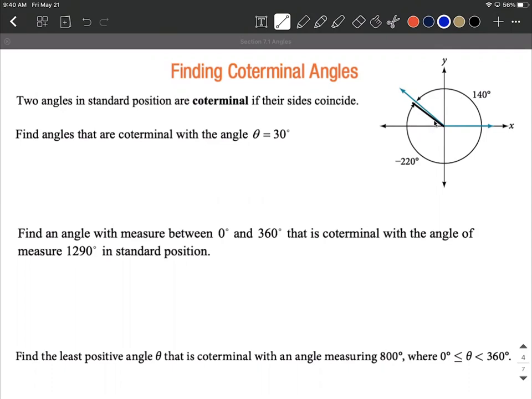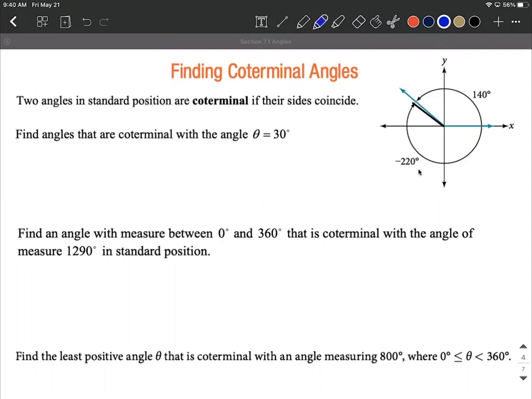So the big thing to remember as we're talking about degree measure is it takes 360 degrees to go all the way around the circle. So coterminal angles, basically you're either going to add 360 degrees or subtract 360 degrees to find coterminal angles.